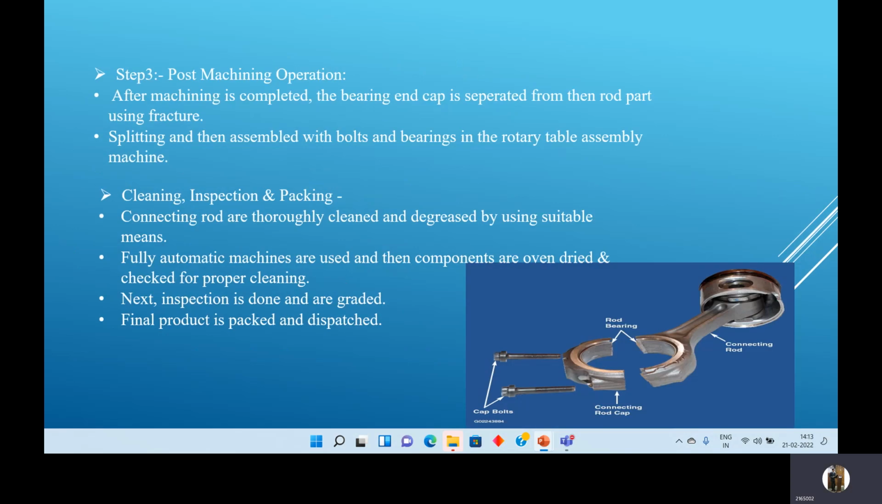The third step is post machining operation. After machining is completed, the bearing end cap is separated from the rod part using fracture splitting, and then assembled with bolts and bearings in the rotary table assembly machine. The last step is cleaning, inspection and packing. The connecting rods are thoroughly cleaned and degreased by suitable means. Fully automated machines are used, and then the components are oven dried and checked for proper cleaning. Next, inspection is done and the rods are graded, and the final product is packed and dispatched.